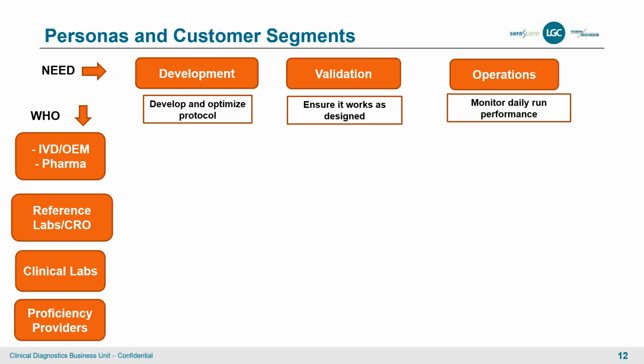You could be a CRO, working with the pharma community, right? And then you can be a clinical lab. Many of you are probably in a clinical lab environment, in a hospital, a medical center, a cancer center, and so forth. Or you could be a proficiency provider, right? Where you're independently assessing samples.